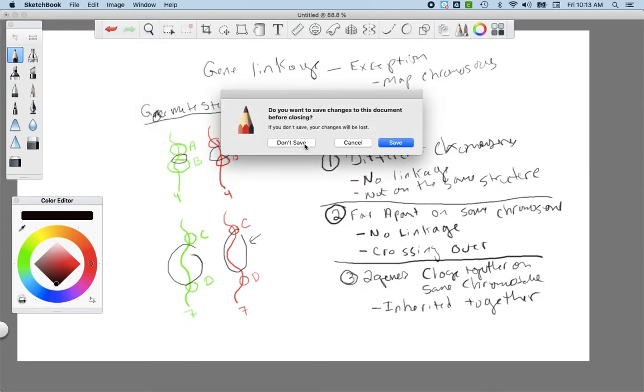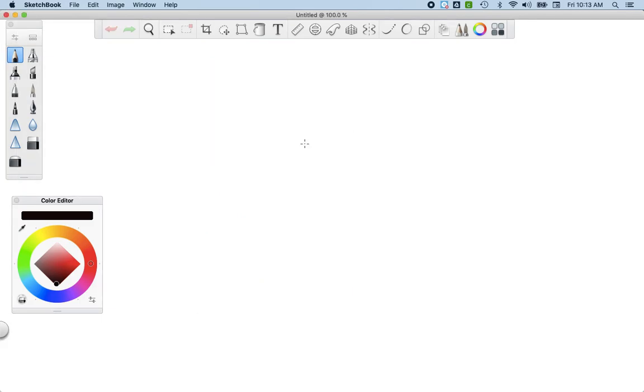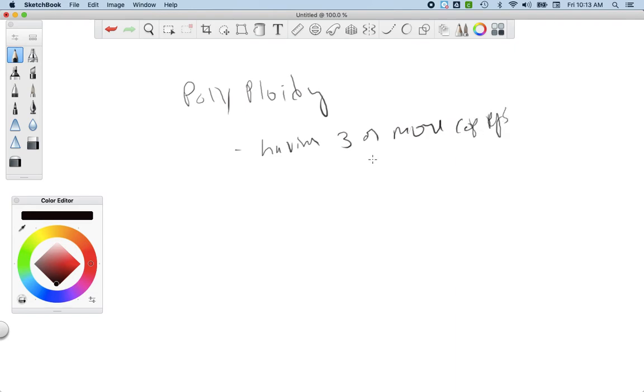It just means that crossing over doesn't happen as quickly there or as often there as it does in other cases. The other thing in this section that was important was polyploidy. And polyploidy means having three or more copies of each chromosome. So instead of having 2 copies of number 1, you would have 3 copies of number 1 in the cell. Sometimes even more than that.